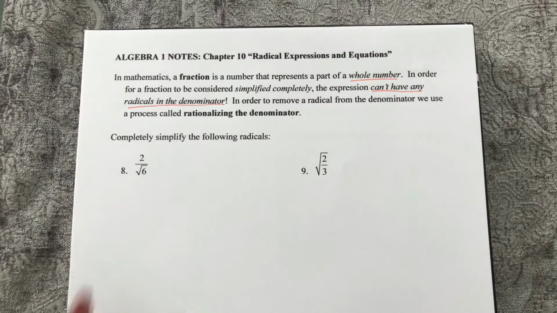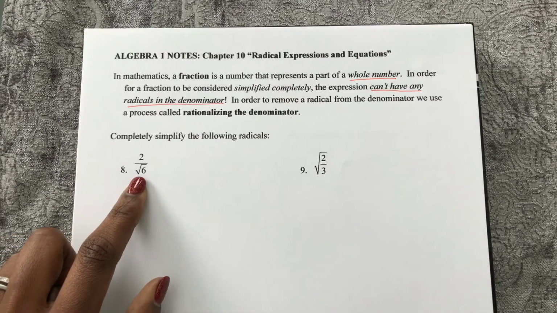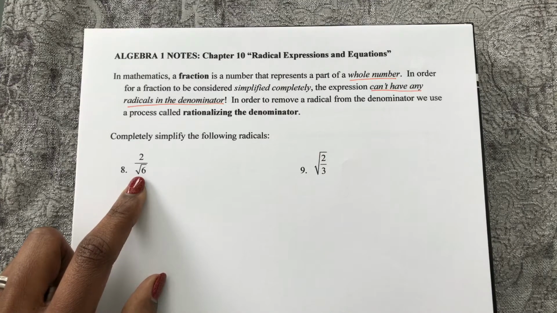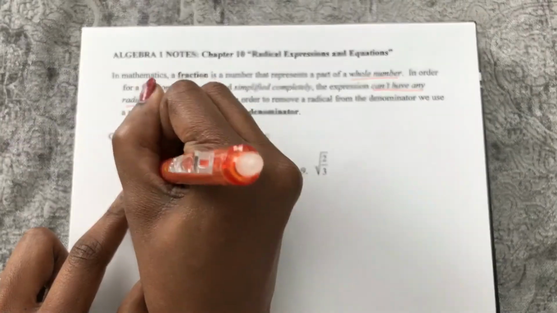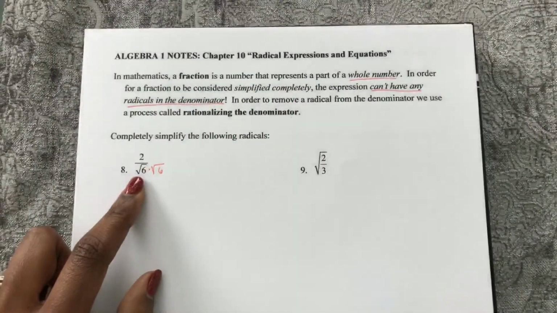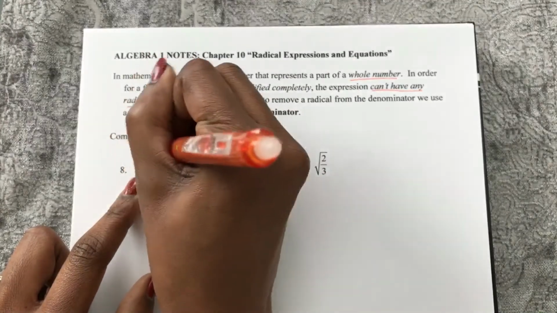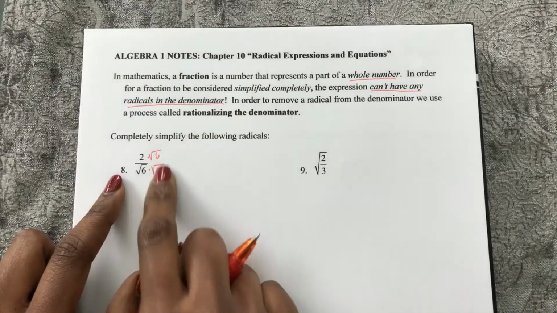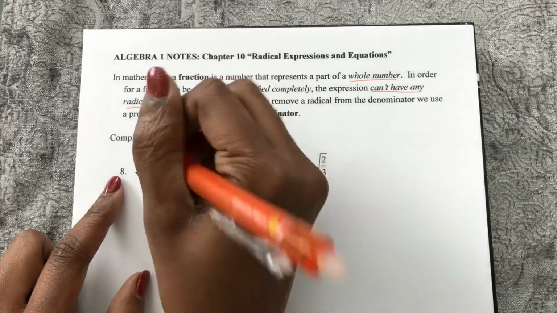So if we notice in number 8, we have a square root of 6 in our denominator. That means it is not simplified. In order to simplify this to make it a whole number, I'm going to multiply it by the square root of 6. Now, as long as I do that on top and bottom, I'm multiplying this fraction by 1.